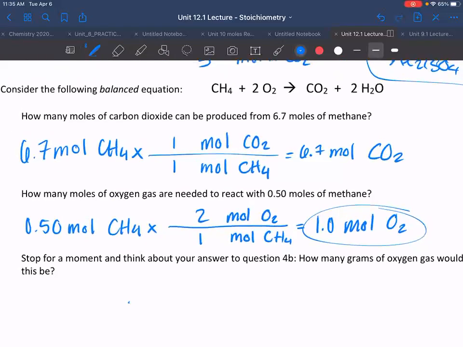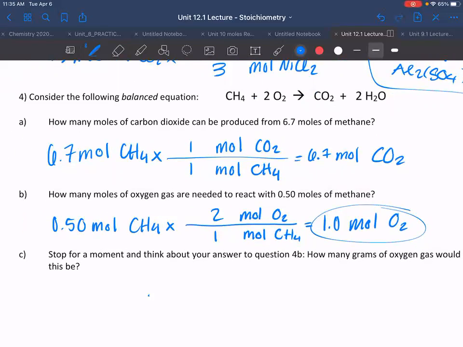Stop and think. What does 1 mole of O2 weigh? 32. So 1 mole of O2 is just the molar mass of O2. Well, it's O2 though, so 16 times 2. So 32 grams. So don't forget that molar mass is just the definition of how many grams 1 mole of that substance weighs. Okay.